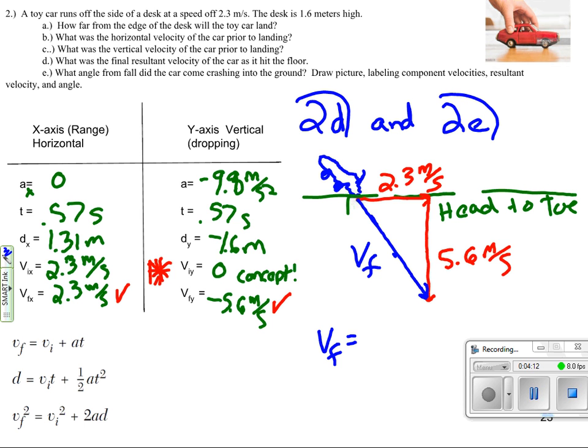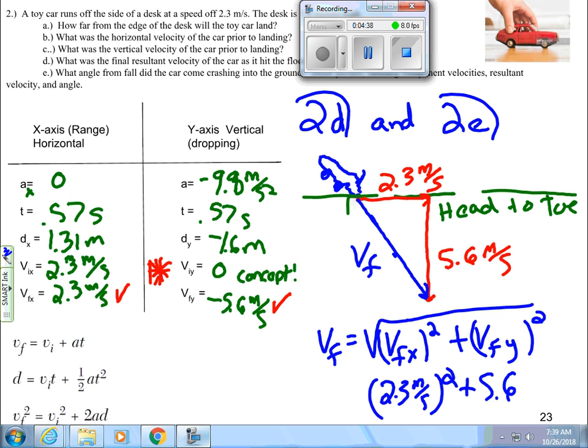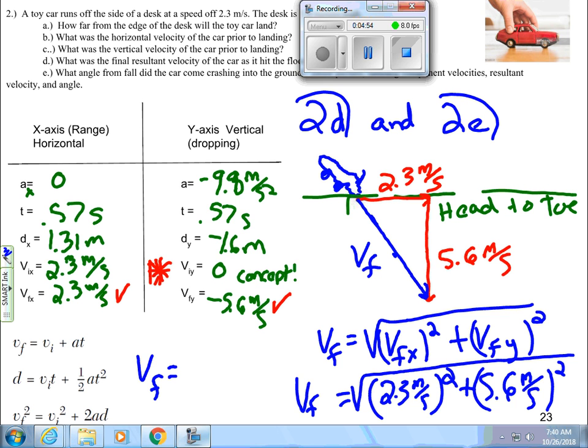So my v final is equal to the square root of v final x squared plus v final y squared. If you plugged in your numbers, you would get 2.3 meters per second squared plus 5.6 meters per second squared. Don't forget to square root your final answer. Your v final should be 6 meters per second.